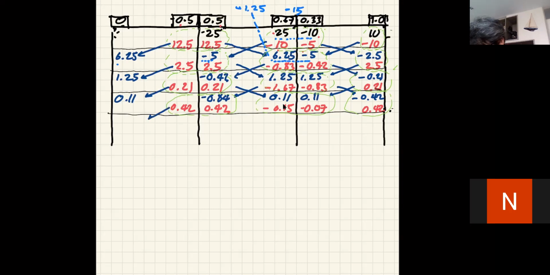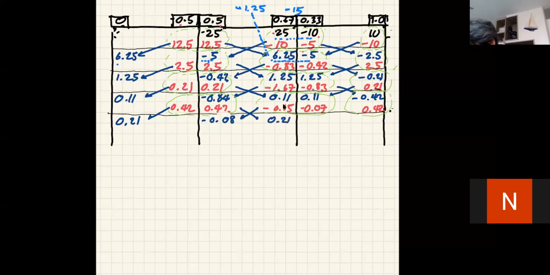So right here it's 0.21. Say 0.08. Oops. 0.8. This is 0.21. This is 0.21. And this is about minus 0.03. Okay, and do it one more time.